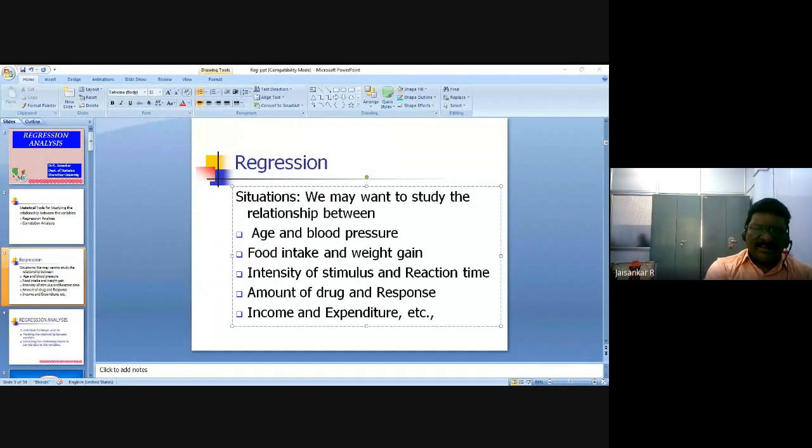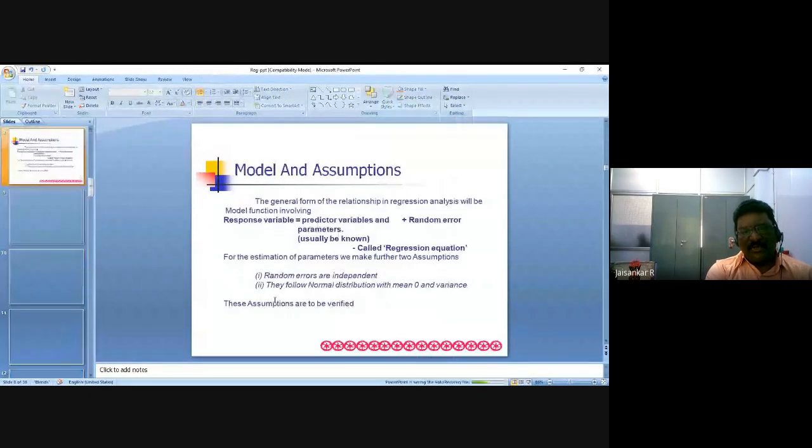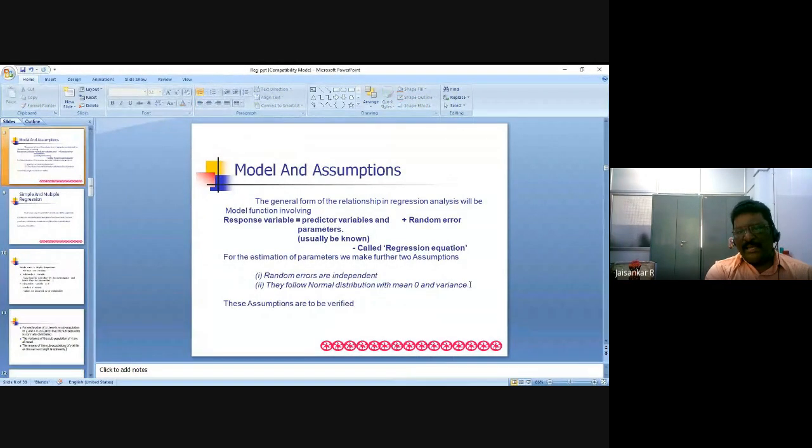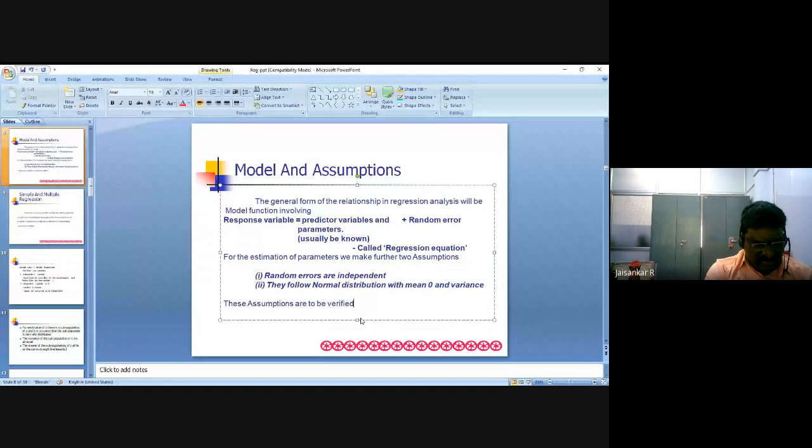Remember, these two things are not at all verified by those who are doing regression analysis just for the sake of money, or who do not know statistics in depth. These assumptions are very much essential, and without the validity of the assumptions, the regression analysis won't be valid.